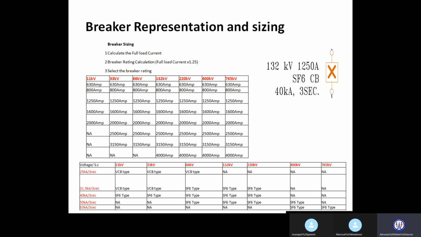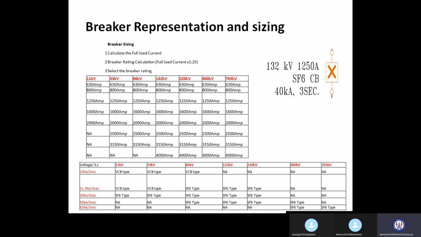You understand where we use VCB and where we use SF6, right? Yes. Now we have three types of breaker. First is the air circuit breaker. Second is the vacuum circuit breaker, VCB. Third is SF6. How are these breakers classified? These breakers are classified based on the arc quenching medium.